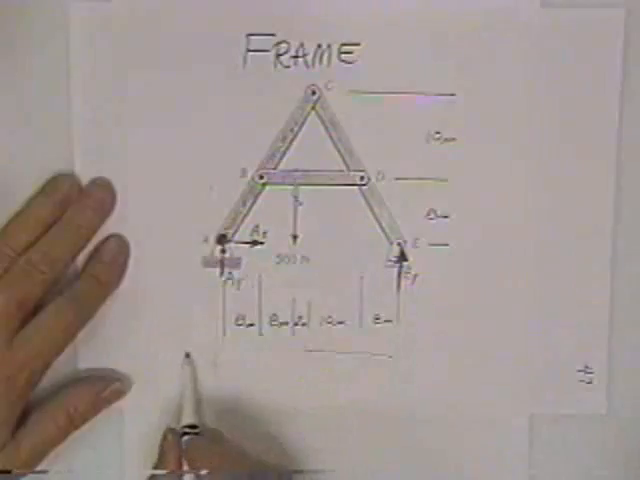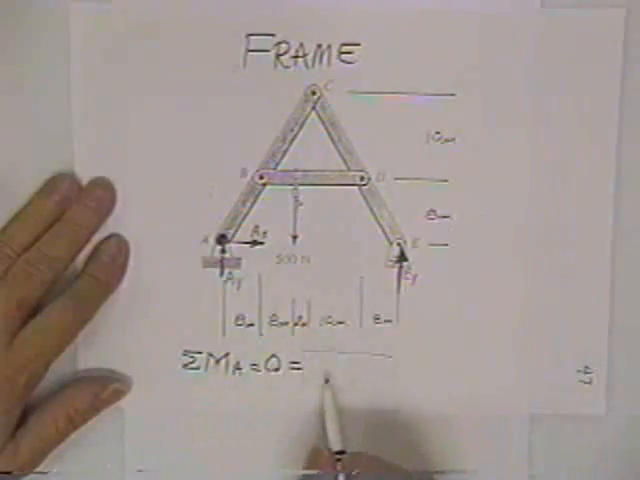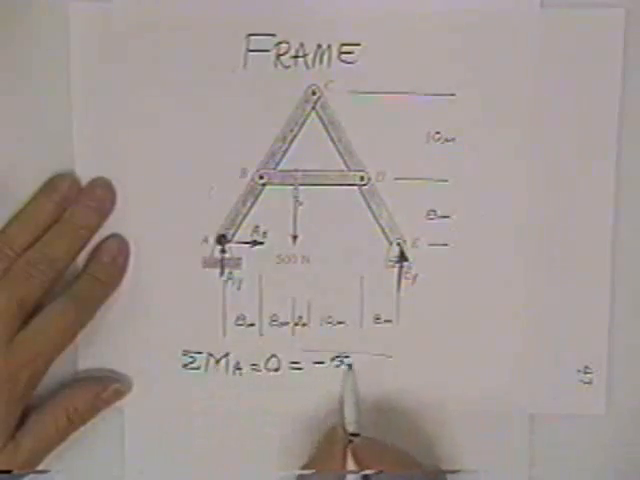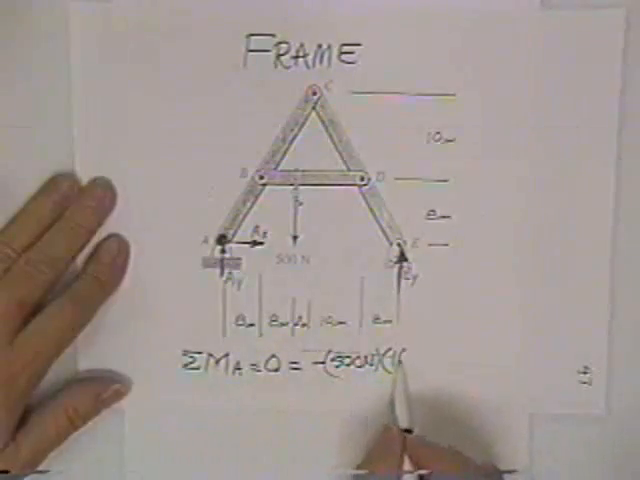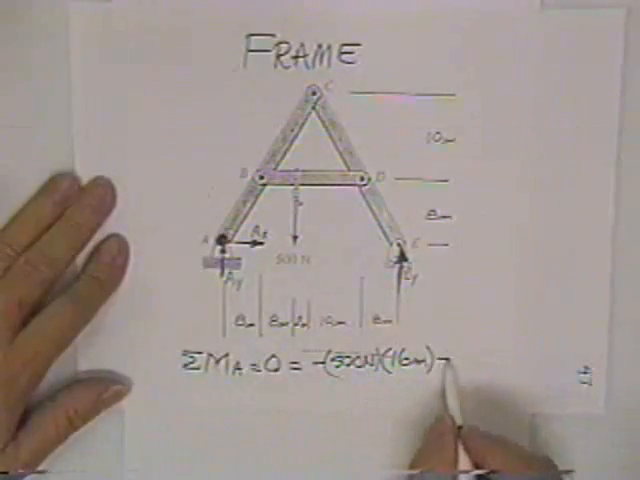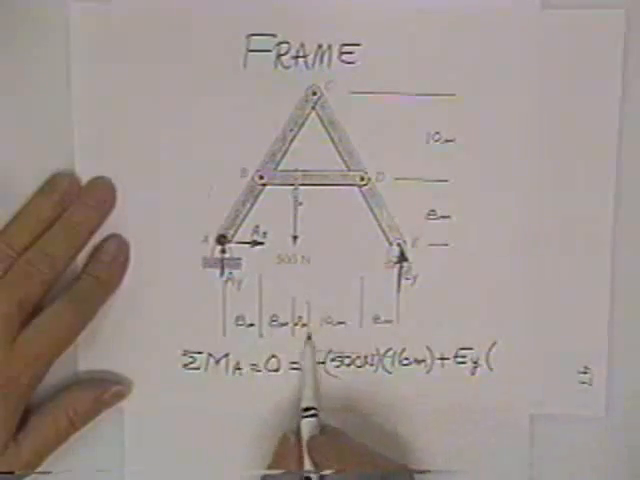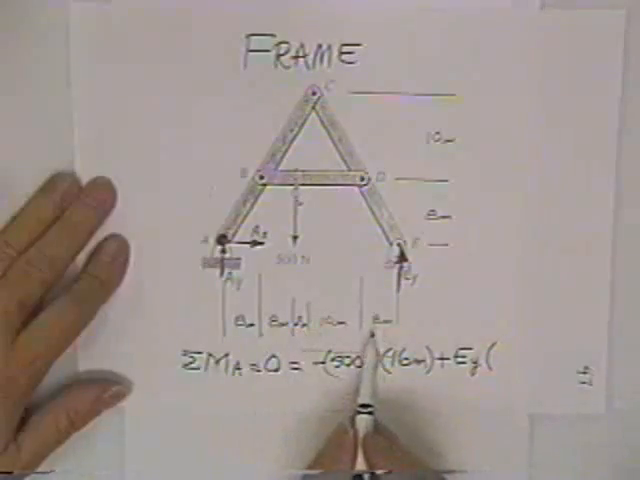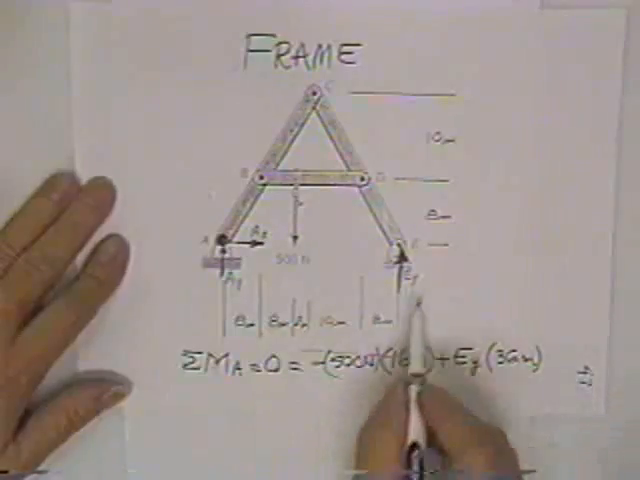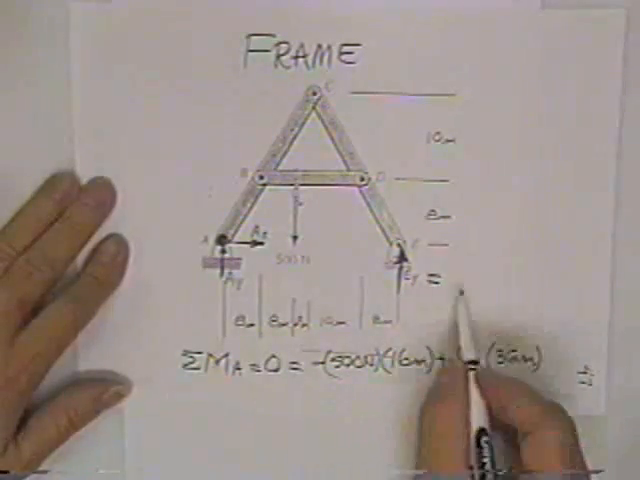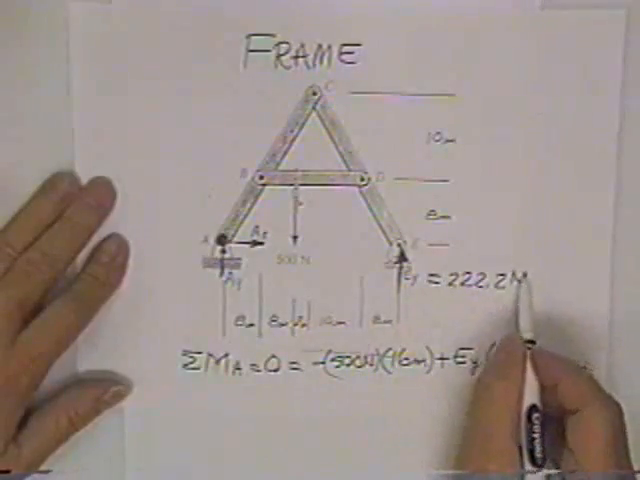In order to solve for that reaction at E, here's two unknowns. I come over here and sum moments about point A. So moments about A equals 0 is equal to minus 500 newtons multiplied times 16 meters plus the EY force times 36 meters. And that'll let me solve for EY: 222.2 newtons.